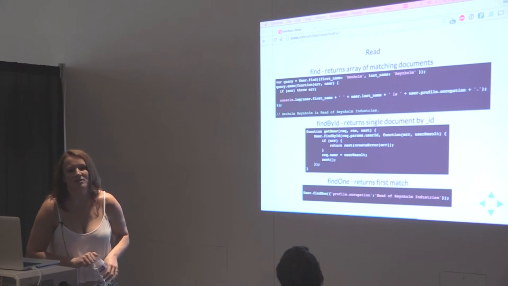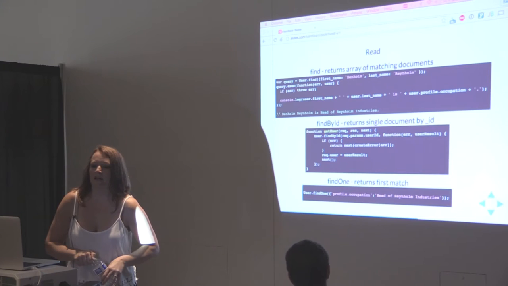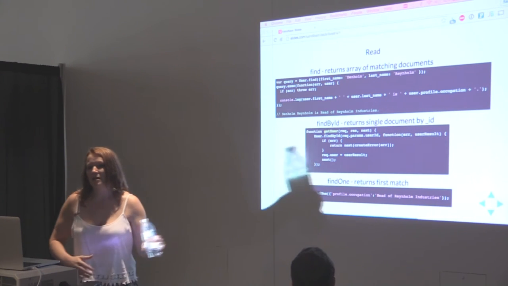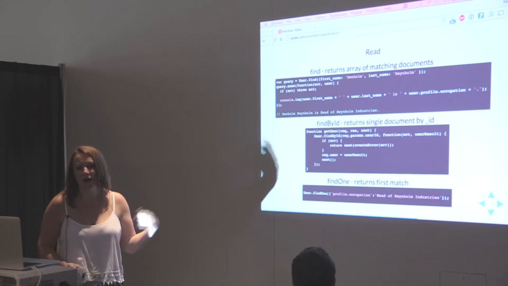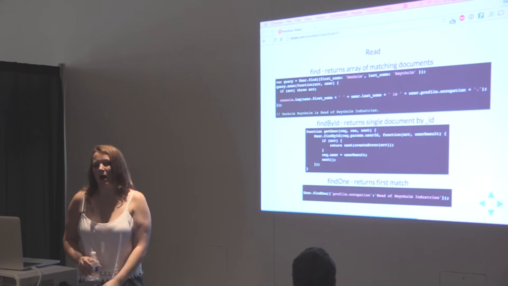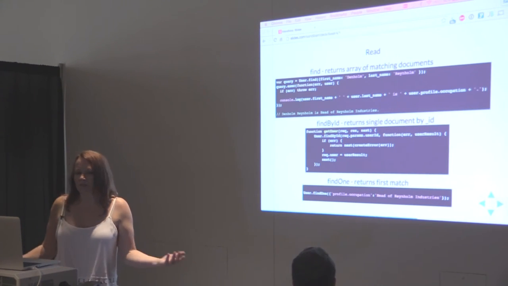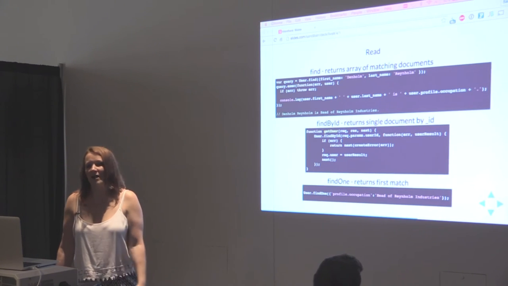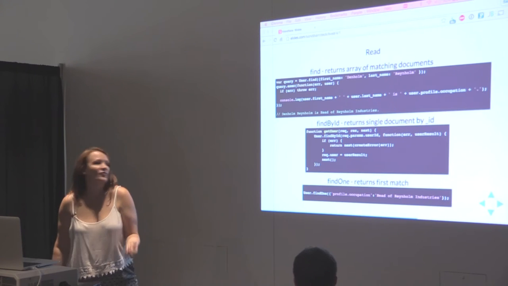There are several ways to read. Basically, if you want to get one document back or a list of documents. So find will return you an array of matching documents. Find by ID is just like it says, it returns a single document by that ID. And find one will return the first match.